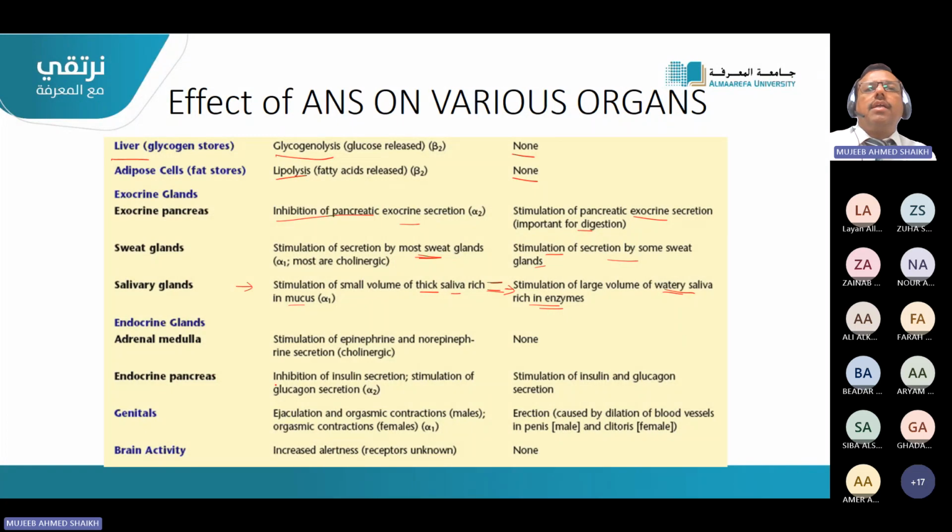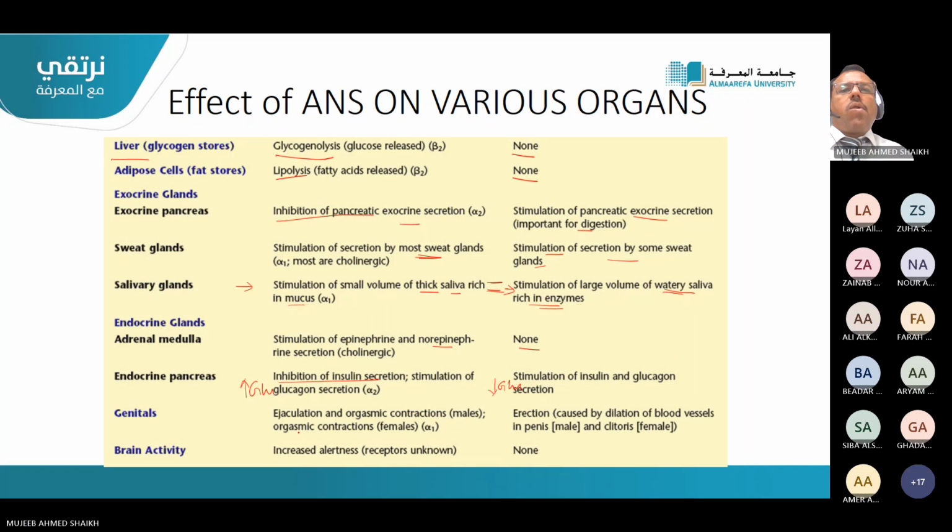Adrenal medulla will cause increased secretion of epinephrine and norepinephrine, no effect of the parasympathetic. Endocrine pancreas: inhibition of insulin secretion, so blood glucose level will be high. Whereas parasympathetic stimulation will cause more insulin secretion and there will be decreased blood glucose level.